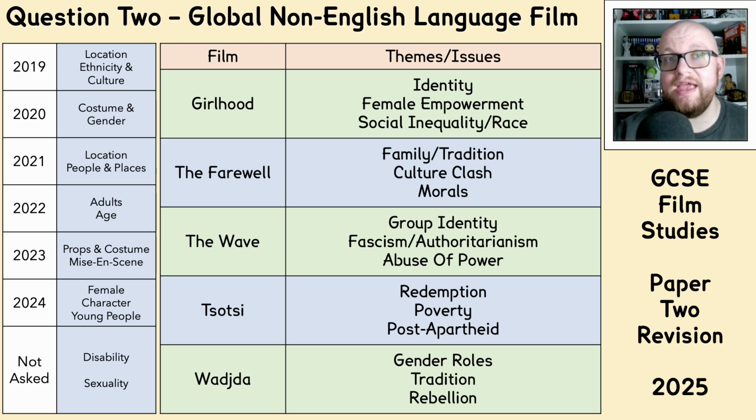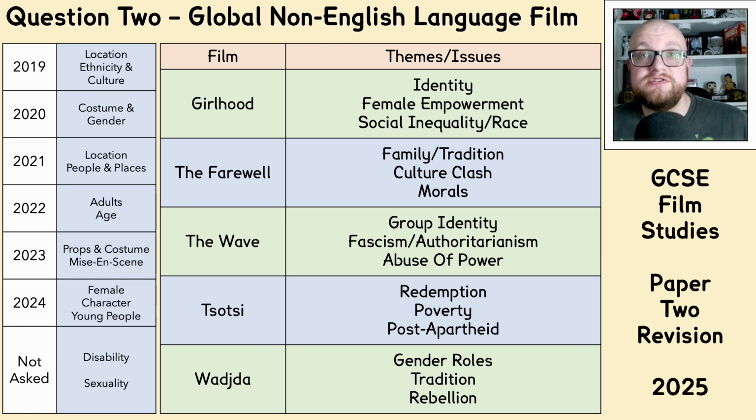It's that idea of, yes, we've moved on from this horrific apartheid, but actually there are still elements of society being affected by post-apartheid, with things like the class divide. And then Wadjda, it's to do with gender roles, it's to do with tradition, and it's to do with good old-fashioned rebellion from those two things above, so the gender roles and the tradition. So again, this is a case of getting a 15 marker, splitting it into three. If it is a themes and issues question, you could use these for the film that you've studied.